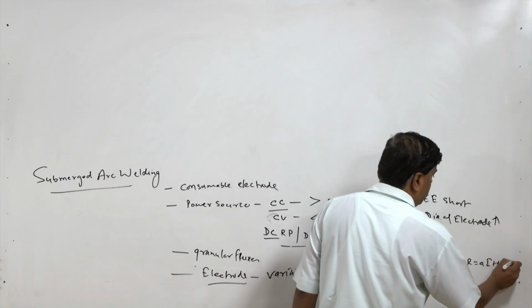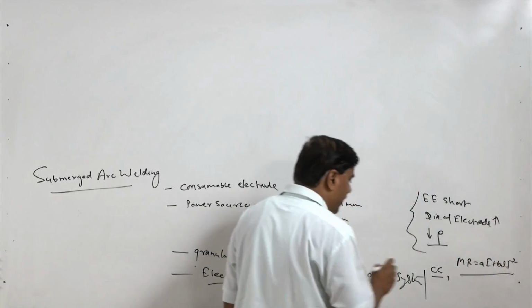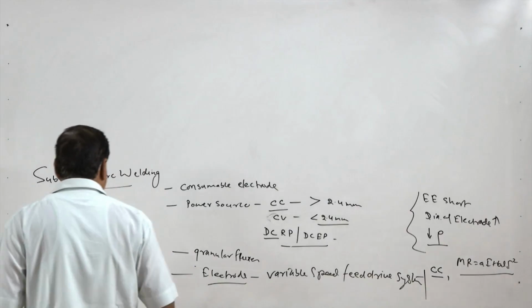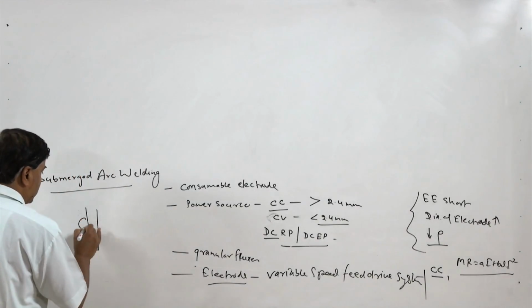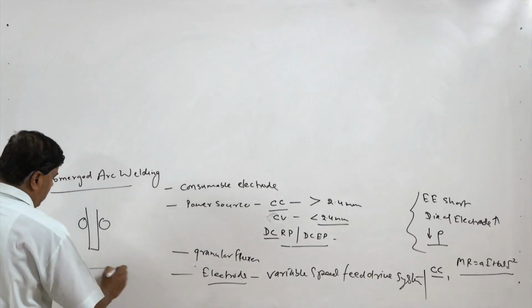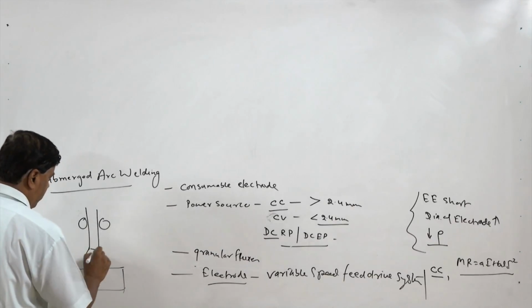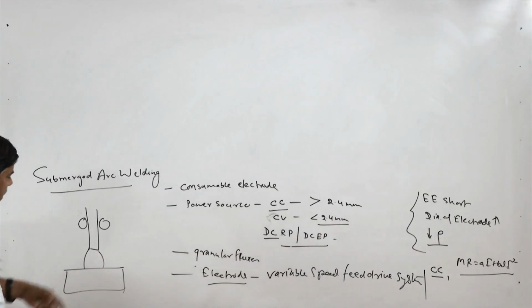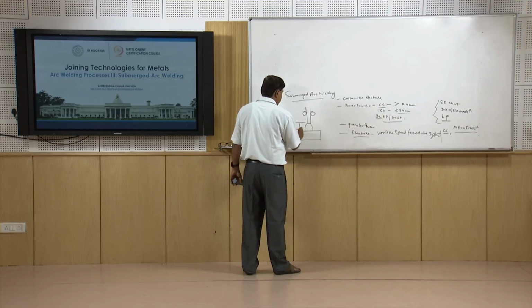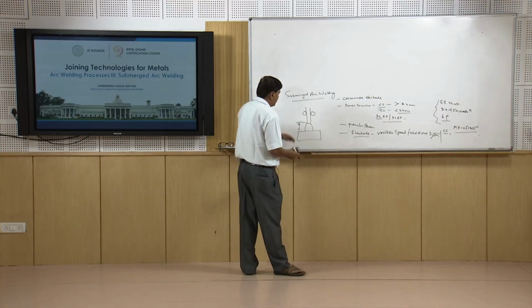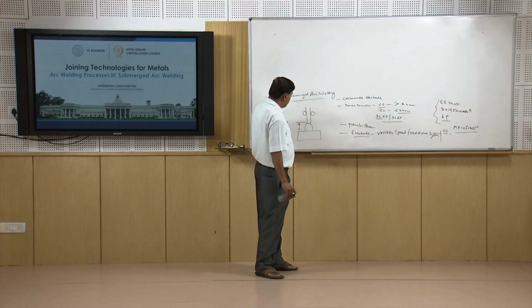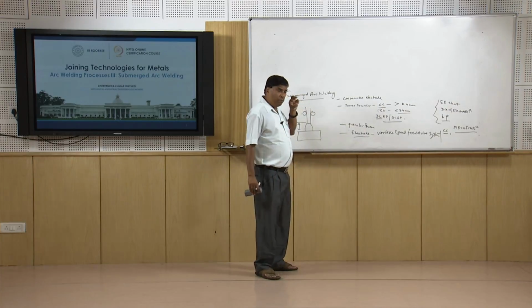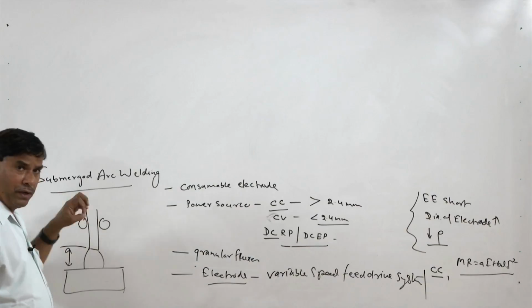So, to have control over the arc length in this situation, normally the feed rate of the electrode is adjusted. Like say these are the feed rollers and this is a workpiece, here we have the arc. Due to any reason, if the arc length changes, the arc voltage is sensed, and this sensed arc voltage is used for changing the input to the motor which is operating these rollers.